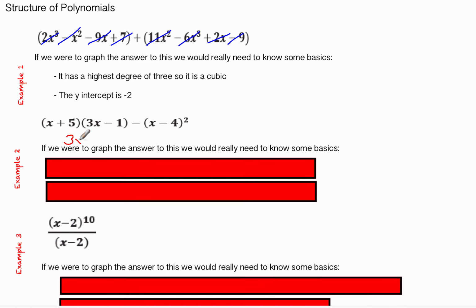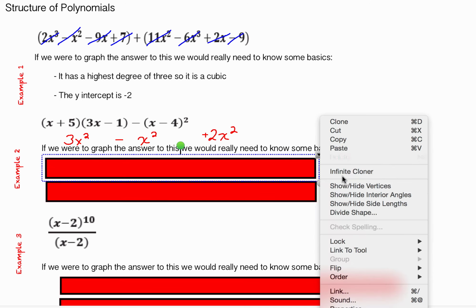gets me 3x squared. And then over here, x is going to get squared, and I'm subtracting them, so I have 2x squared. Hey, and x squared means it's a parabola. And since it was positive 2x squared, we know that's a parabola that opens up. So we have the general idea, the shape of the graph.